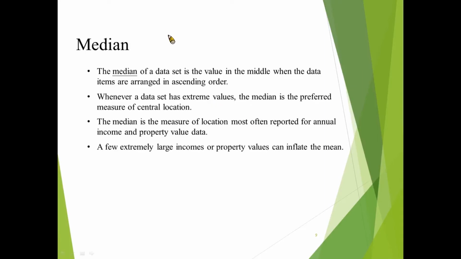And the median. What's the median? The median of a data set is the value in the middle when the data items are arranged in ascending order. Ascending order, you must be careful. Whenever a data set has extreme values, the median is the preferred measure of central location. The median is the measure of location most often reported for annual income and property value data. A few extremely large income or property values can inflate the mean.